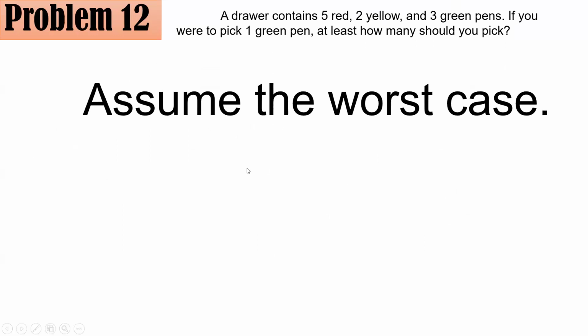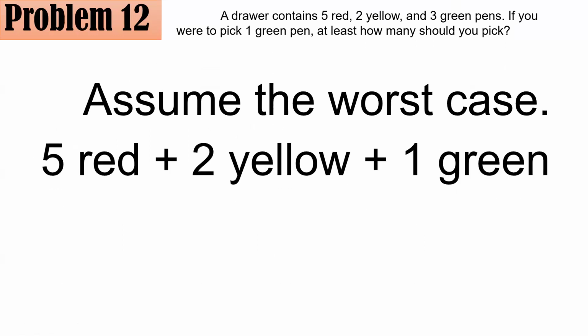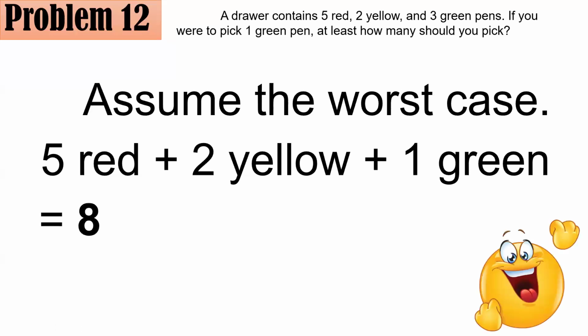So suppose you got all the reds, there are 5 of them, and you picked all the yellow. And assuming that you have picked all the red and the yellow, then whatever one pen that you will get will surely be green. And so adding everything, 5 plus 2 plus 1, then that means you have to pick at least 8. Whatever 8 pens that you will get surely will contain at least one green pen. I hope you got this.